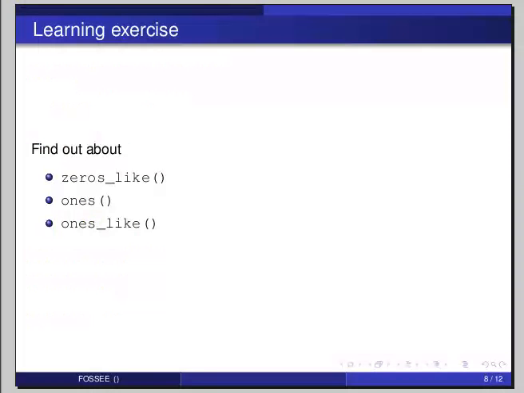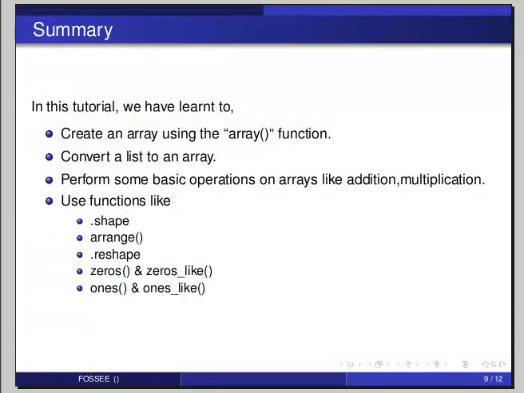So this brings us to the end of this tutorial. In this tutorial we have learned to create an array using the array function, then convert a list to an array, perform some basic operations on arrays like multiplication, addition, and use functions like shape, arange, reshape, zeros, zeros_like, ones, ones_like.